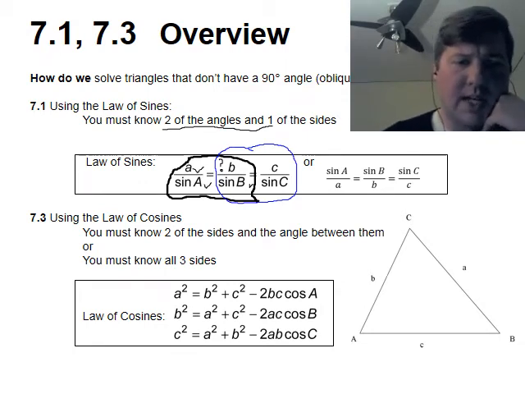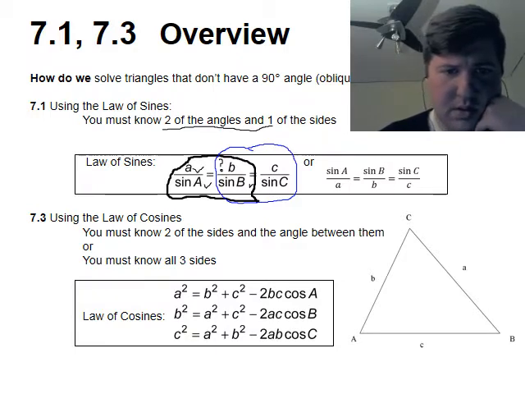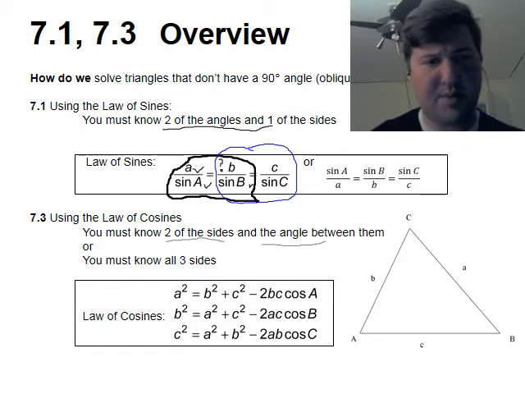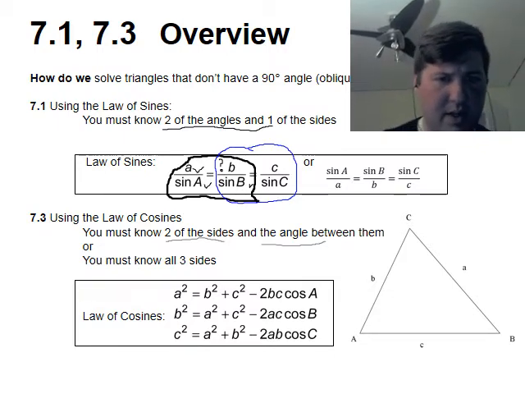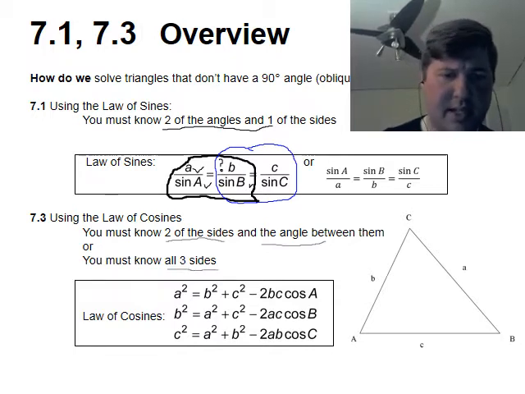The law of cosines is for a different case. This is when you know two of the sides this time and the angle between them. So it's important that it's the angle between them there. Okay, and it would also work if you just know all three sides. So in these formulas, each one of these relates the three sides. Like say this first one, for example.